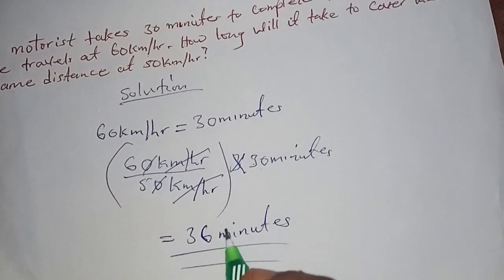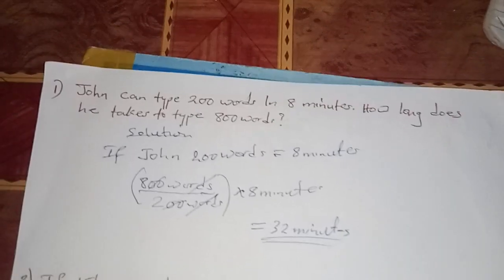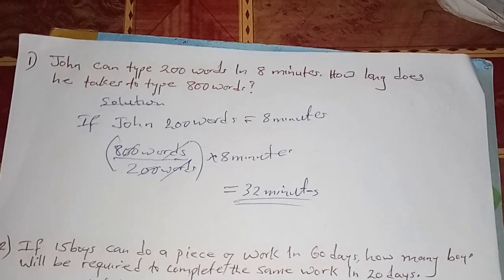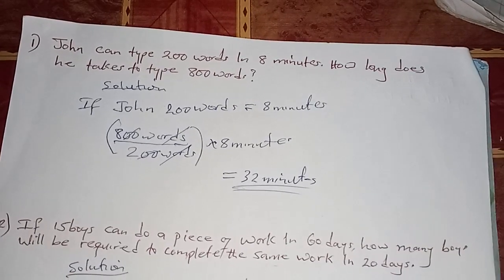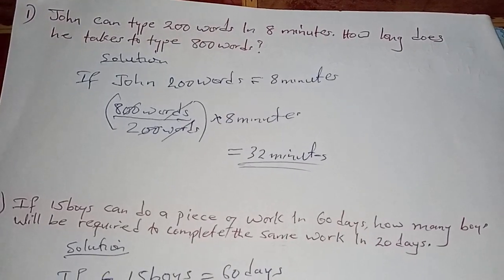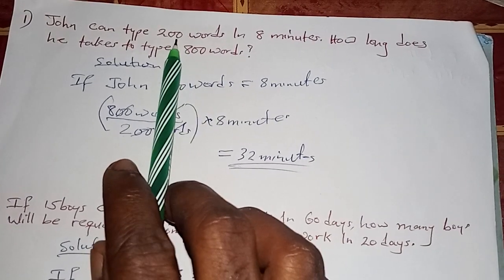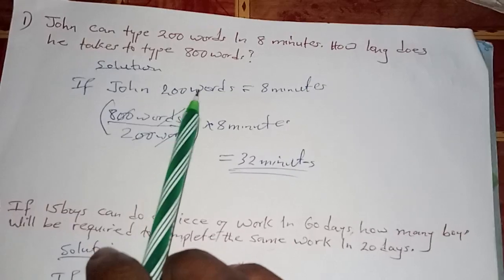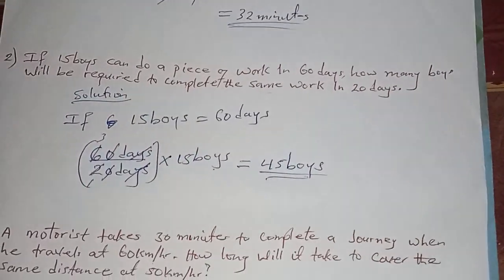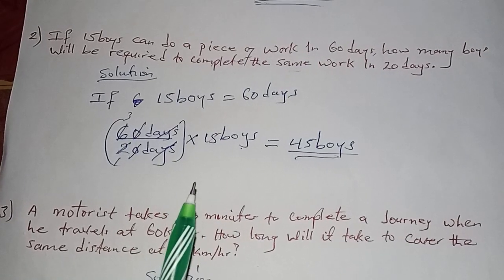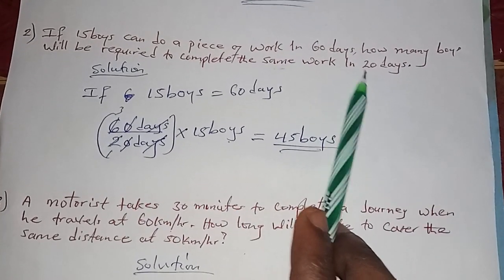Thank you guys. As you can see, let me just rehearse. The first question says John can type 200 words in 8 minutes. How long does it take to type 800 words? This is a direct proportion, so we use the direct method wherein we start from the question. We show the question divided by the previous one. Now, for here, since we're having inverse proportion, we will say this question will be the denominator. Now we'll start from here.